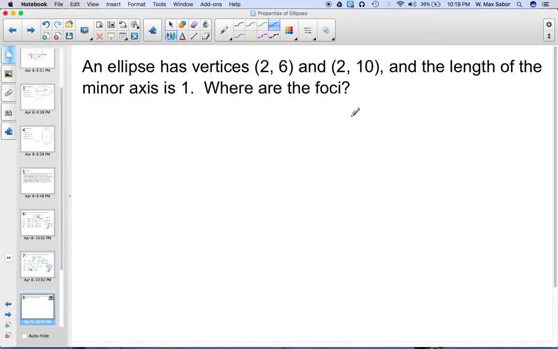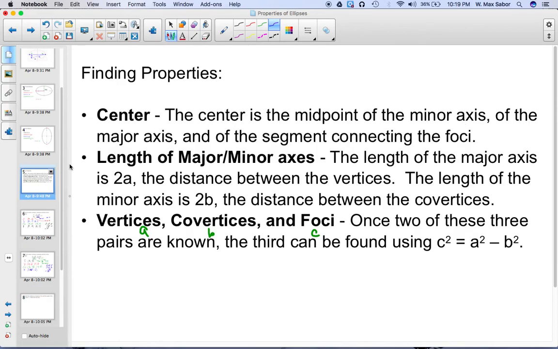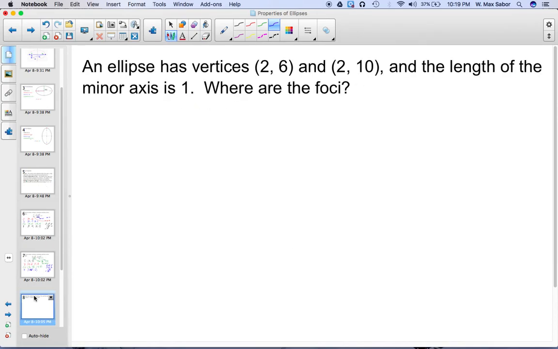An ellipse has vertices 2, 6 and 2, 10, and the length of the minor axis is 1. Where are the foci? So here's the vertices. The center is going to be halfway between them. That's what we said here. Center is halfway between those. So the center is 2, 8.